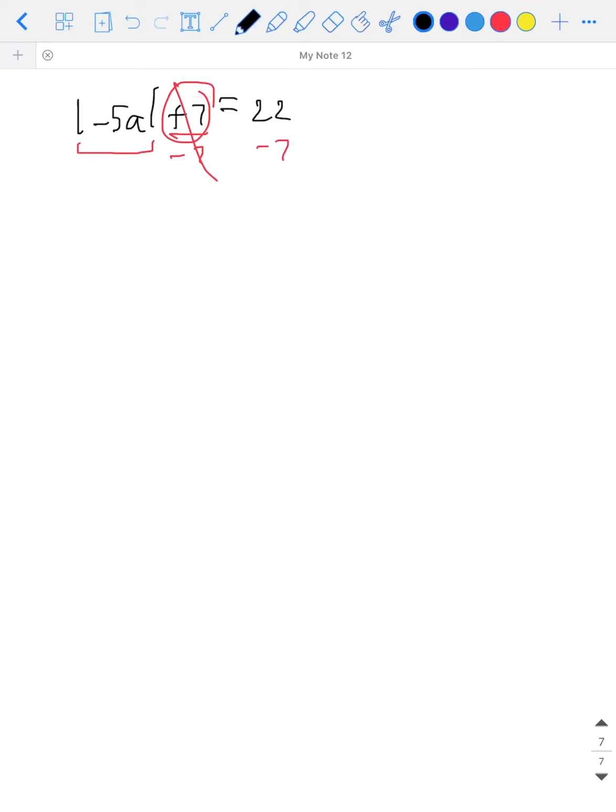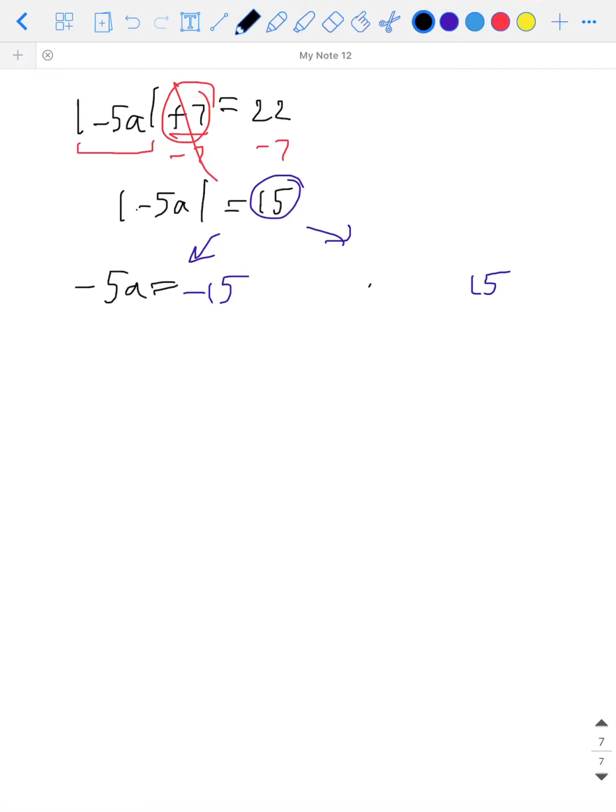22 minus 7 is 15. And I'm going to rewrite the absolute value of negative 5a. And again, just like with the other problems, we're going to split this up so we have the negative 15 version and then we have the 15 version. Negative 5a, negative 5a.